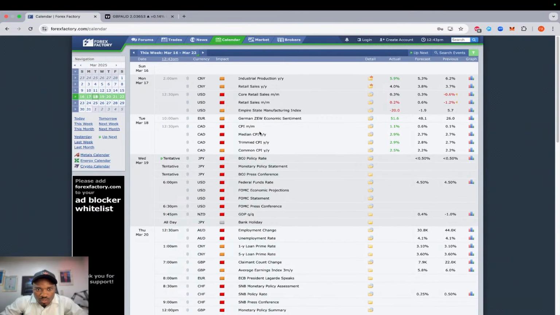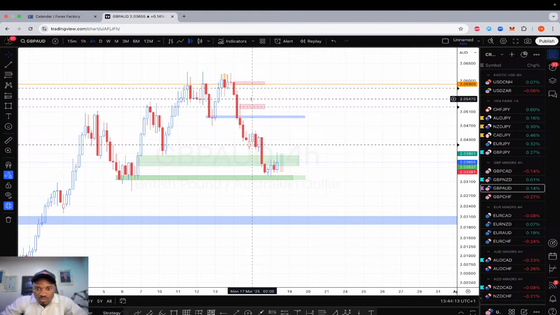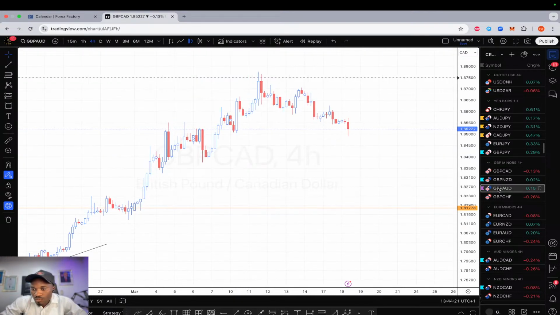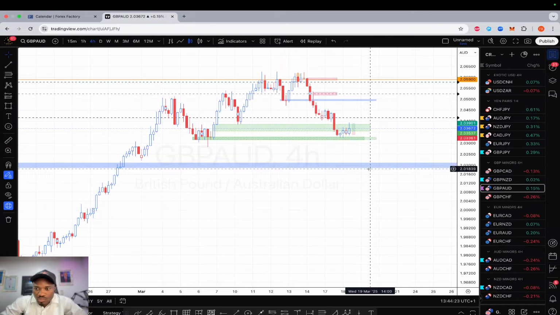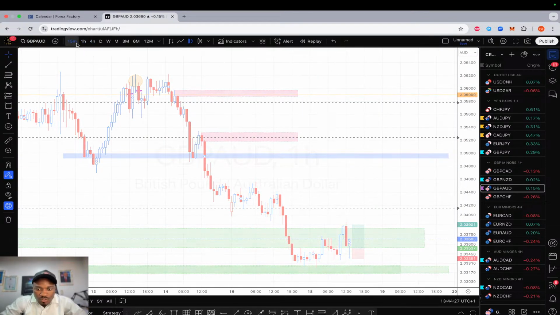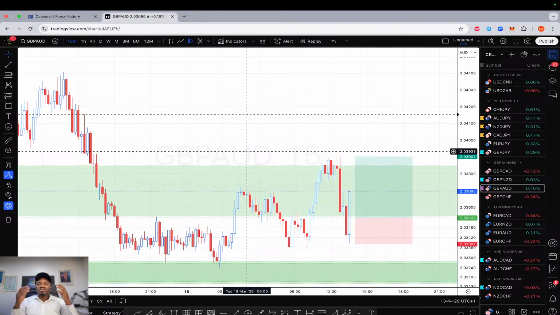So Canadian CPI median trim common has been released. All Canadian fundamental news releases were positive. So this is not related to the Canadian dollar. Let's just check out the British pound sterling Canada. You can see it's depreciated against Canada. Let's check the British pound sterling Australian dollar. We have it. Wow, this is moving up seriously.